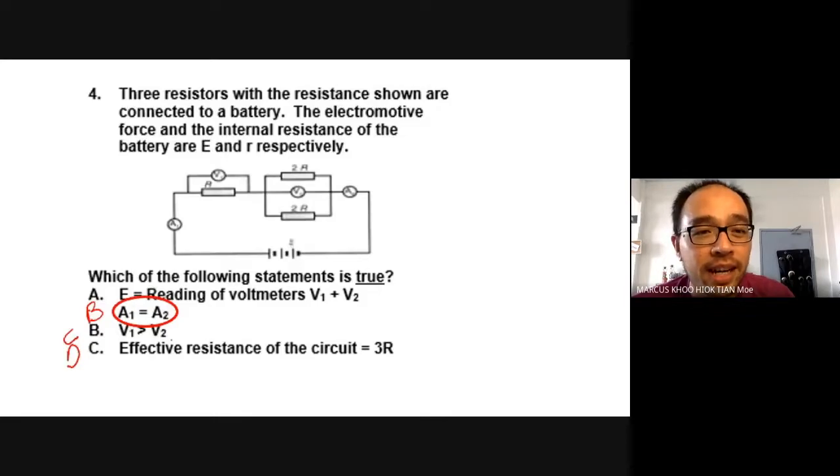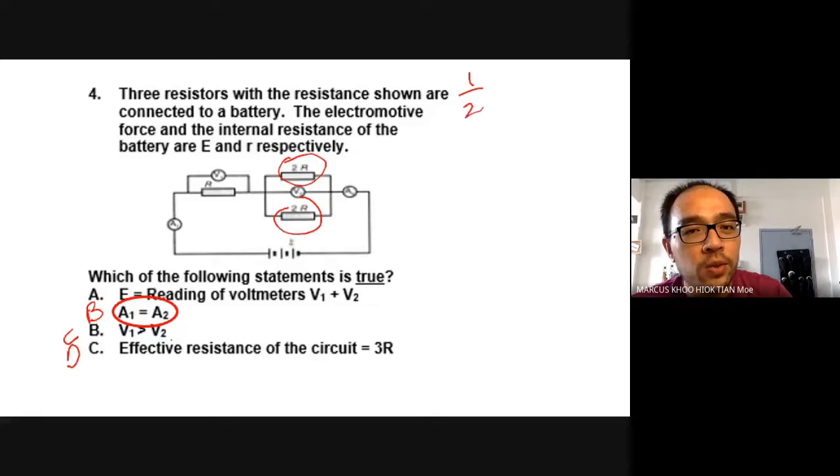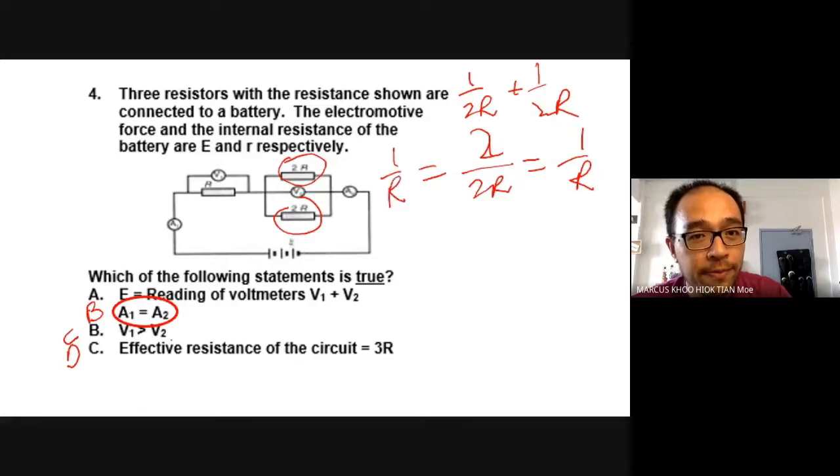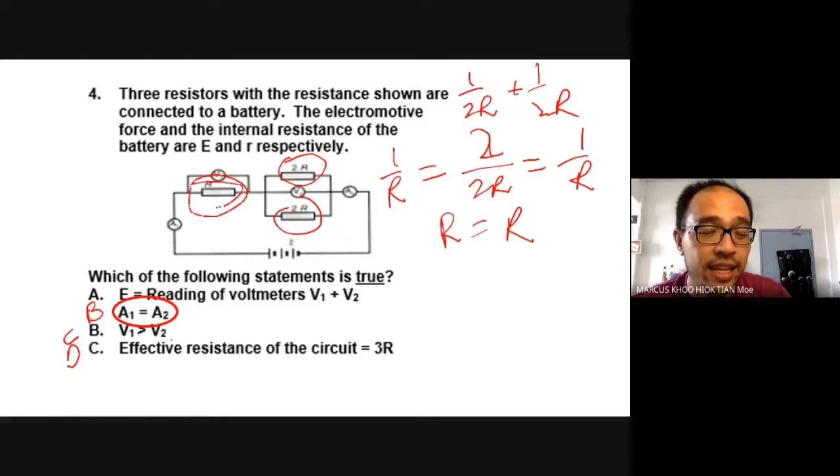Okay, because guys, this is 2R and this is 2R. So the effective resistance is 1 over 2R plus 1 over 2R, equals 2 over 2R, so equals 1 over R. Therefore, when we flip this, it is the same resistance as this. Since the resistance is the same, the current flow will be the same over here and over here. Okay, A1 will be equal to A2.